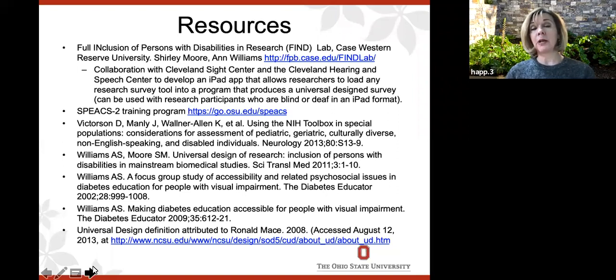They, as an aside, entered into a collaboration with Cleveland Sight Center and Cleveland Hearing and Speech Center to develop an iPad app that allows researchers to load any research survey tool into a program and produces a universally designed survey. So these can be used with research participants who are blind or deaf in this iPad format. So we recommend that to you, as well as the resources on this page.